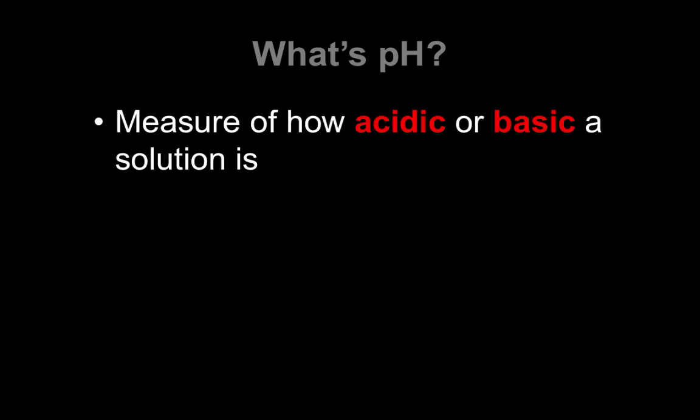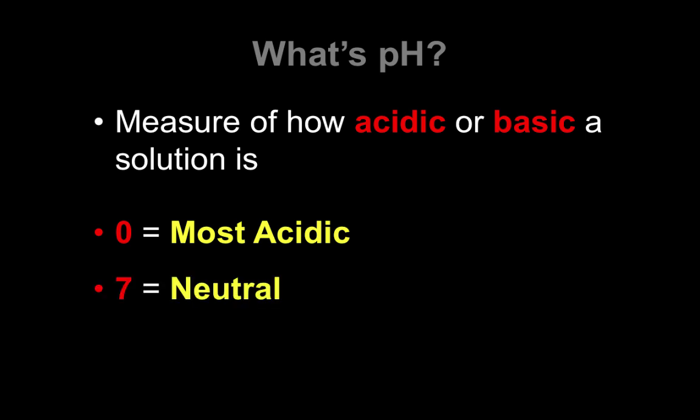And now let's look at pH. pH is a measure of how acidic or basic a solution is. And 0 is the most acidic. So something that has a pH of 0 is probably going to melt your skin. 7 is neutral. So water is right around neutral, depending. And then 14 is most basic. And again, if you touch something that's 14, you're going to get a chemical burn.